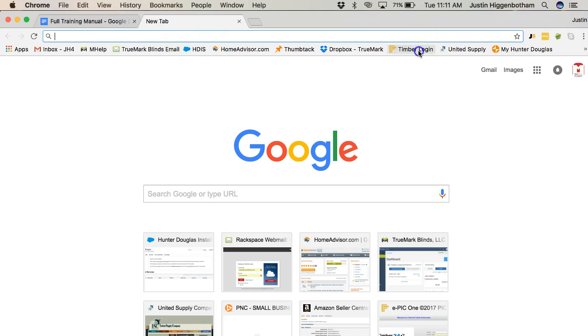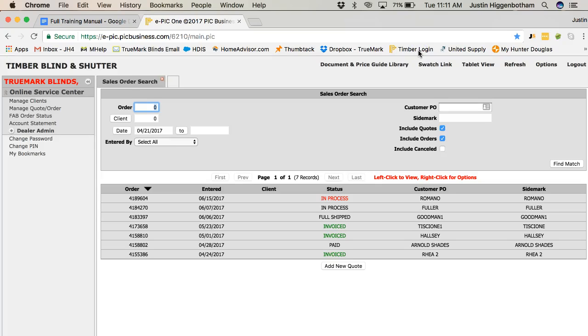So when it comes to Timber, I know in TrueMark Blinds we use them for our roller shades, for our honeycomb shades, for our Roman shades, and also for our shutters. You'll learn a little bit more about all those products shortly, as you move forward. But I know we use them for all of our shades and all of our shutters.